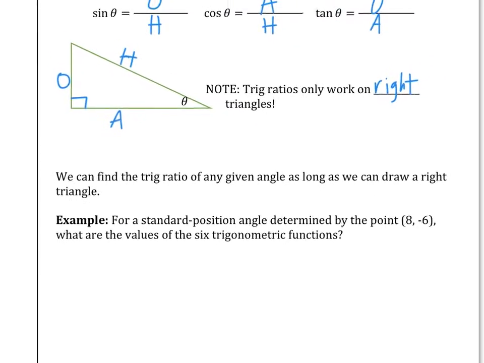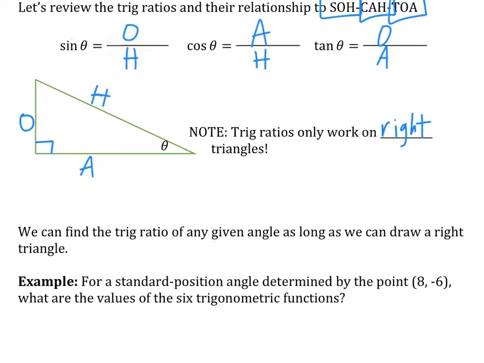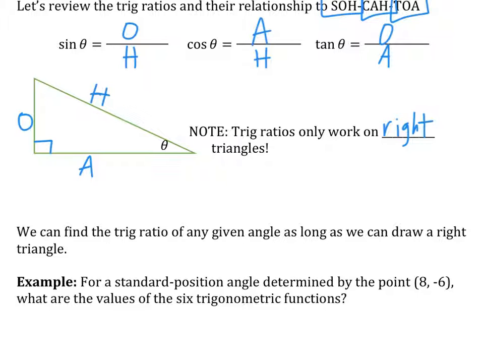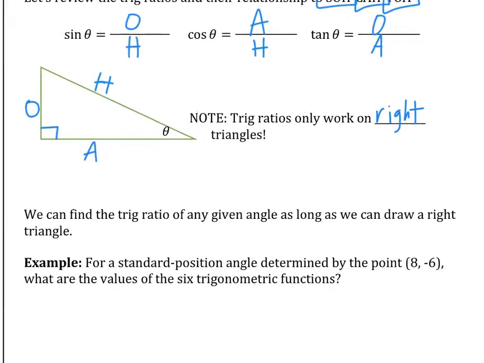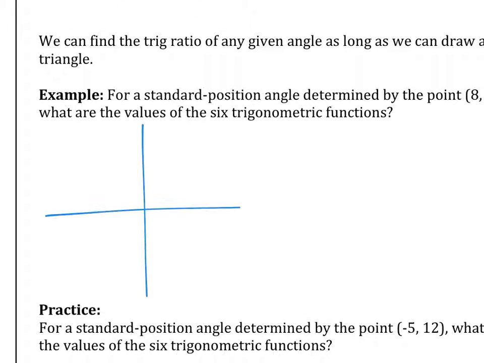All right, let's solve a problem. Find the standard position angle. Standard position angle just means everything starts at 0. It is determined by the point (8, -6). What are the values of the 6 trig functions? First, you draw the point (8, -6). Which quadrant is it in? Fourth. What you do is you draw a straight line back to the origin, and a straight line up to the x-axis so that you create a right triangle.